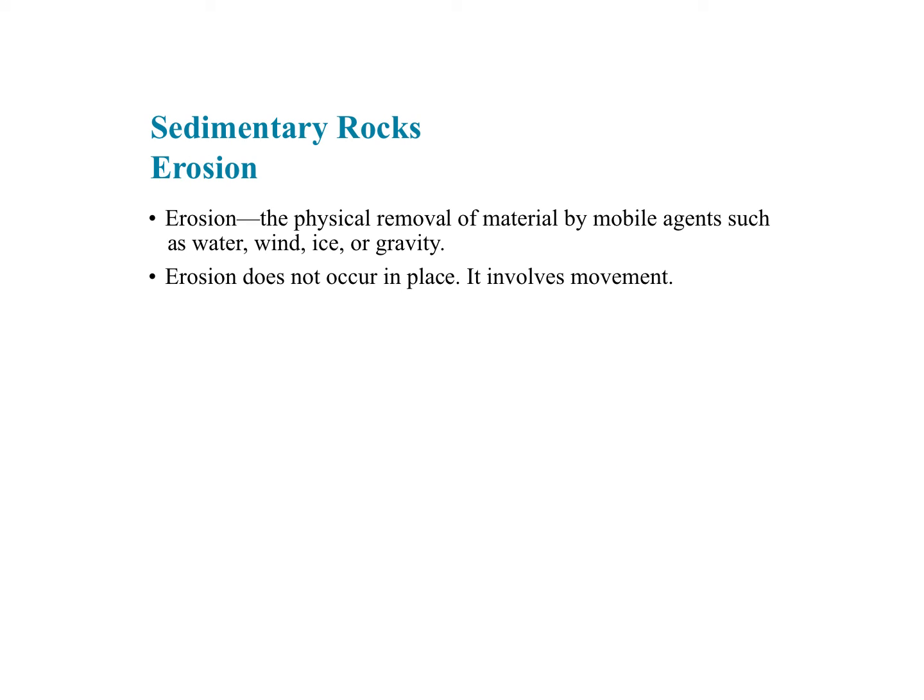Now, another way that rocks can be broken down is through erosion, and that involves the physical removal of material by mobile agents such as water, wind, ice, and gravity. And so you could imagine, for example, a mountain range where wind is blowing dust, and as the dust blows across the mountain range, it's wearing it away like sandpaper. That's the kind of thing that we could be talking about. Water, wind, ice, gravity, these are all things that can contribute to erosion. And of course, erosion doesn't really occur in place. It involves some kind of movement.